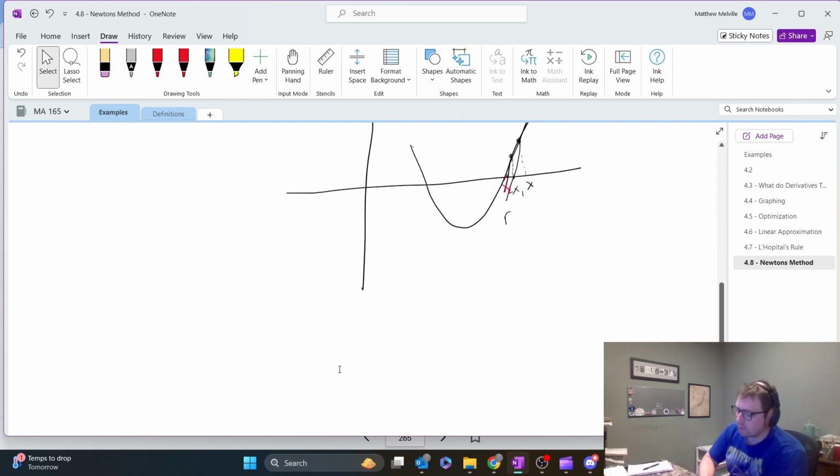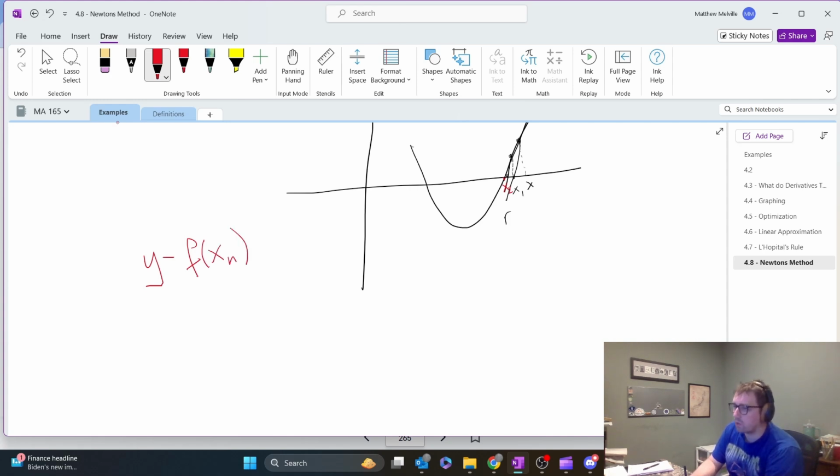And so all of these points are going to have tangent lines that look like this. We have y minus f of x sub n, we've done this so many times, right? y minus f of x sub n equals our slope of the tangent line, f prime of x sub n, times x minus x sub n.